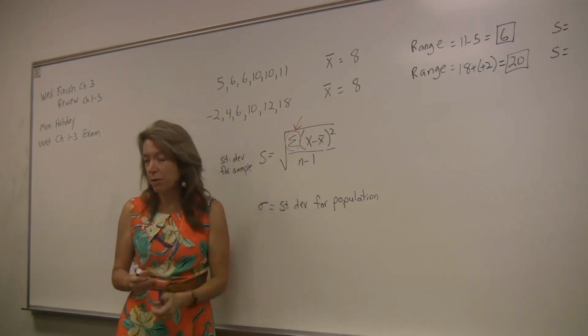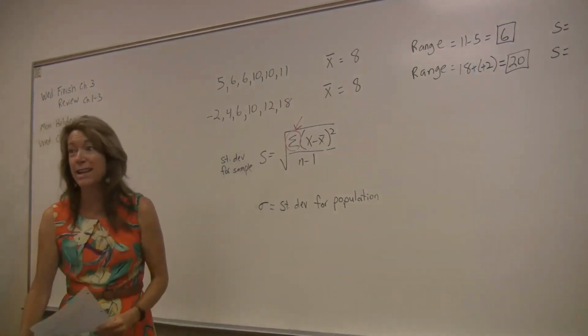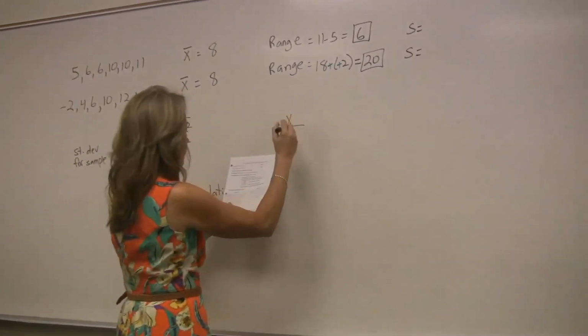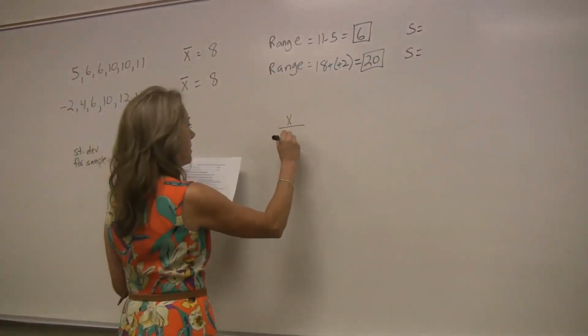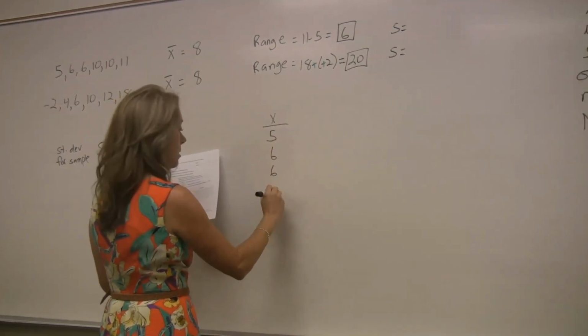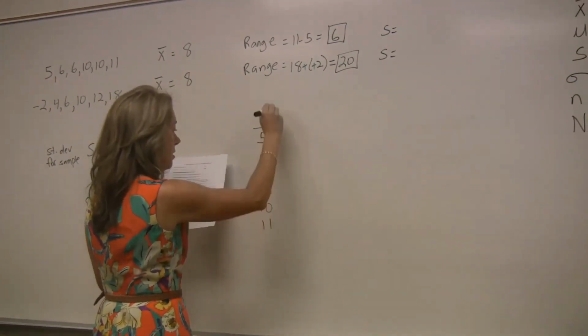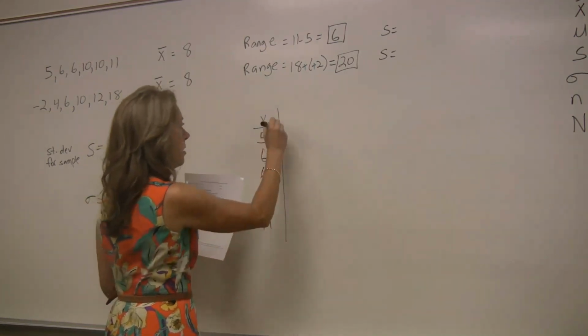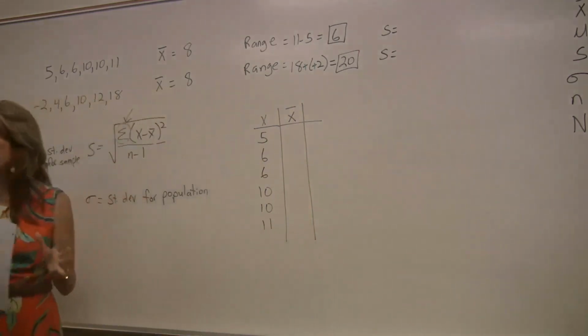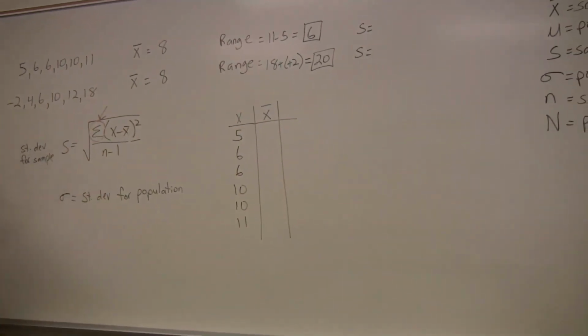Which is why I gave you that beautiful table in the middle of the page to organize all this. So here's what I want you to do. List all the x's here vertically, the actual numbers from this list: 5, 6, 6, 10, 10, and 11. I'm just filling in this table to organize the work that's necessary to find the standard deviation.